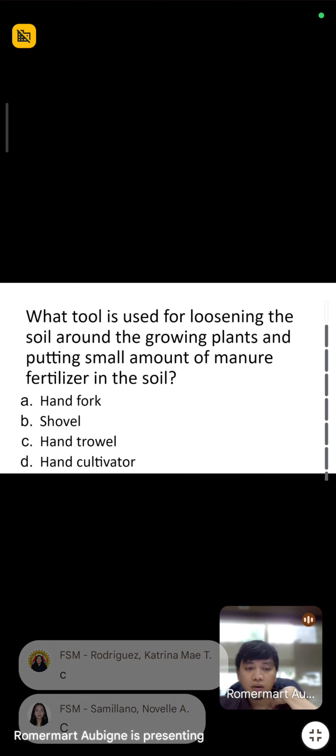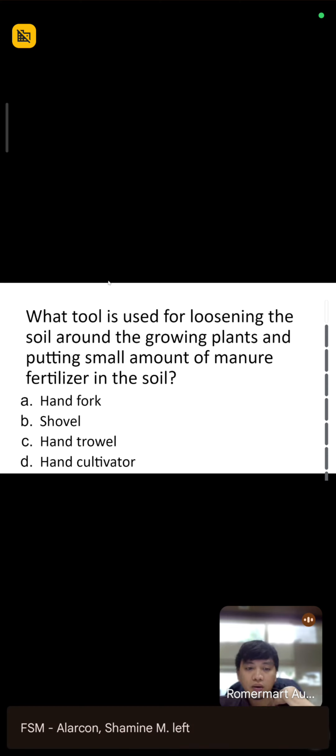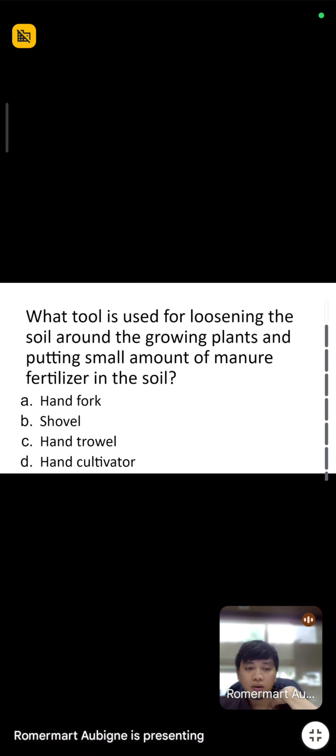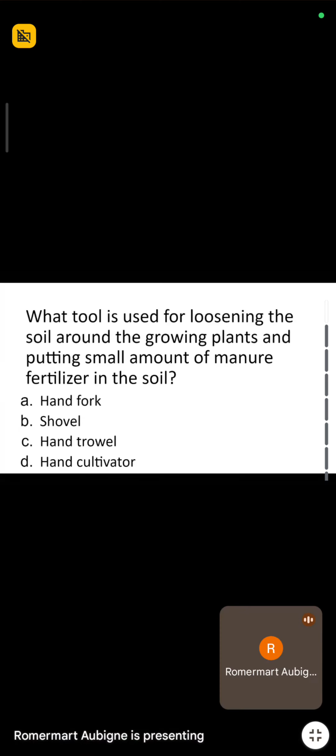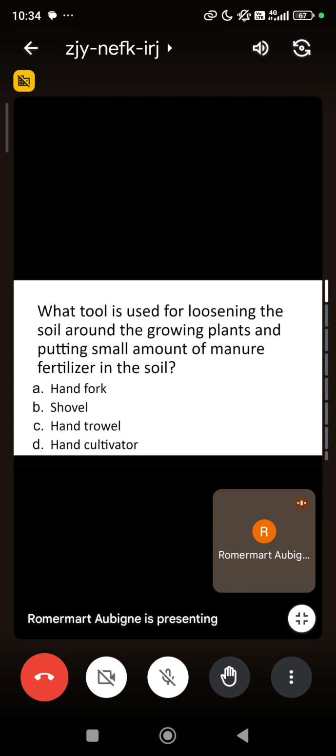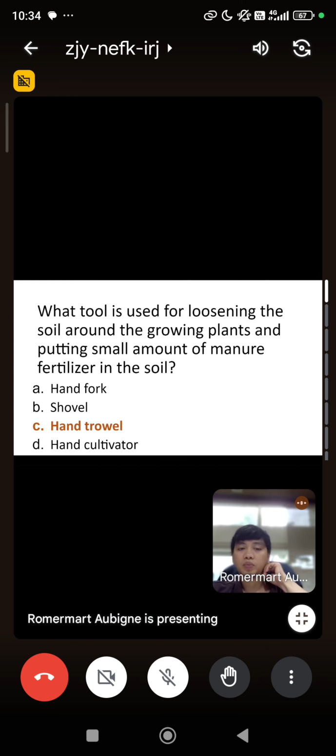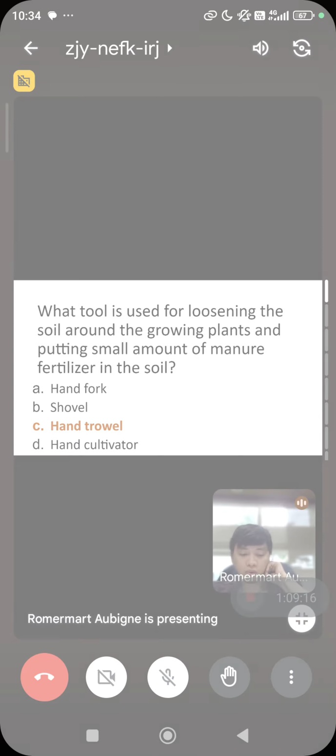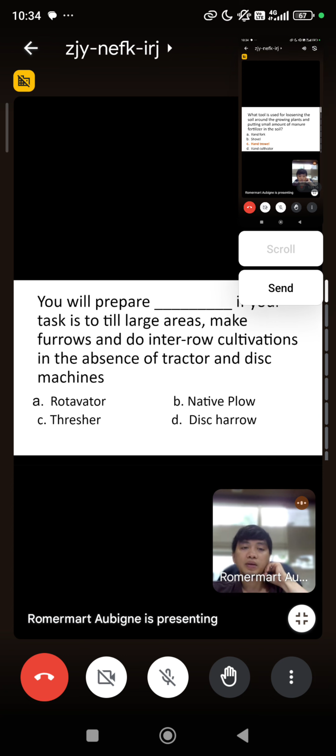The correct answer is this one. What tool is used for loosening the soil around the growing plant and putting small amount of manure fertilizer in the soil? Small amount of manure in the soil. Ito po ay hand trowel yung sagot.